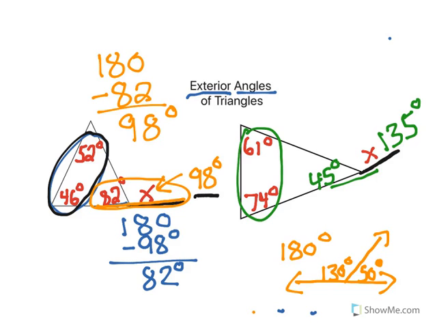Now, just a little practice here. What if we extend this line out here and we want to find this angle? We'll call it Y. We have a couple choices. We can either do 180 minus 61 to get our answer, or we can look at the two interior angles that are opposite this exterior angle. So the two angles that are on the inside that are opposite are 74 and 45 degrees. So this angle Y right here is going to be 119 degrees.